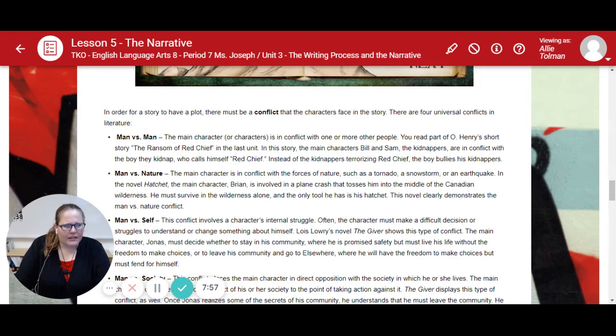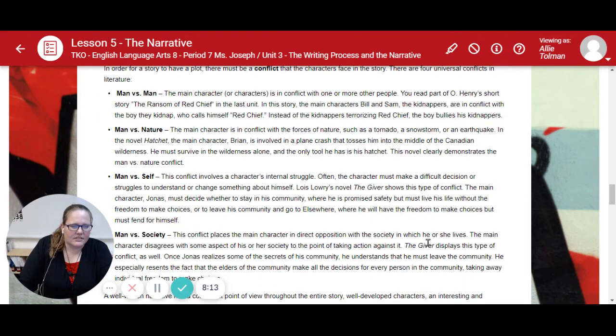In this story, the main characters, Bill and Sam, the kidnappers, are in conflict with the boy they kidnap, who calls himself Red Chief. Instead of the kidnappers terrorizing Red Chief, the boy bullies his kidnappers. And we have man versus nature.